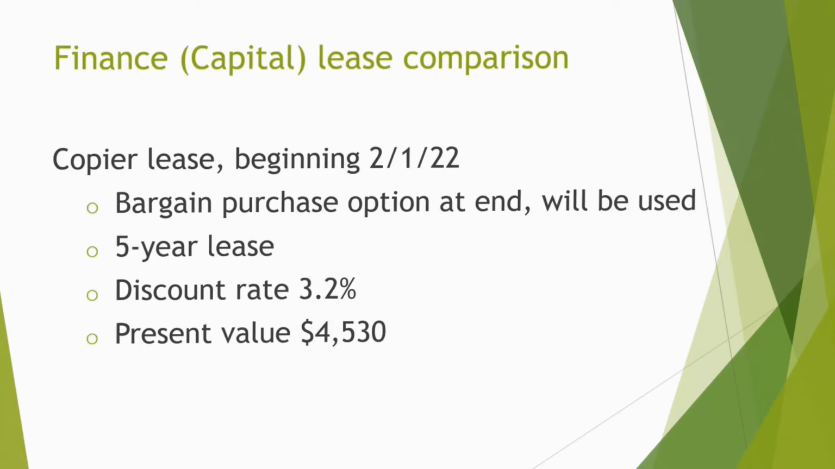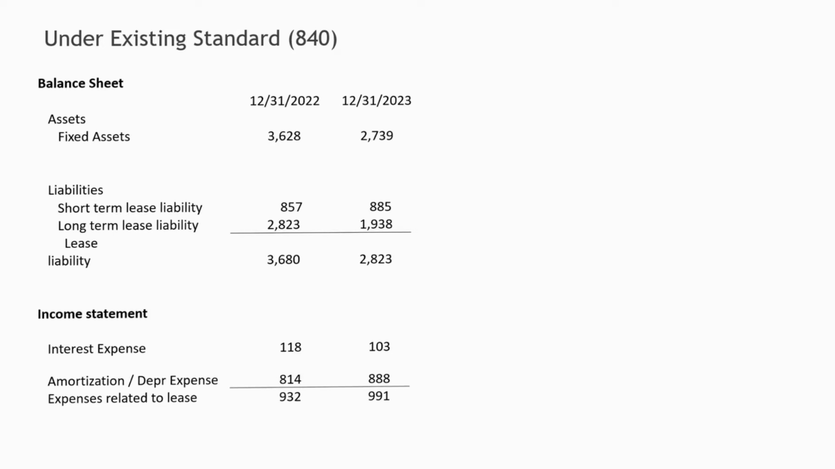I want to start out with showing a lease comparison between what it was and what we'll be seeing going forward. So let's look at a copier lease that was effective for 2/1/2022. It does have a bargain purchase option at the end that we will be taking advantage of, so we'll end up owning it. It's going to be a 5-year lease. And the present value at the start of the lease was $4,530.